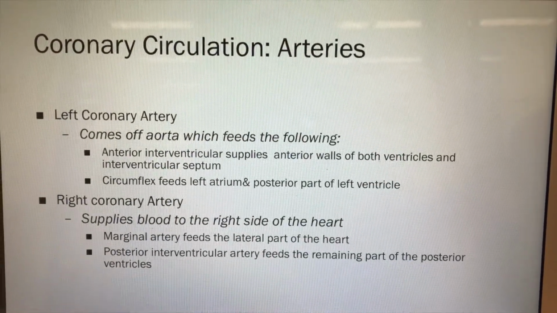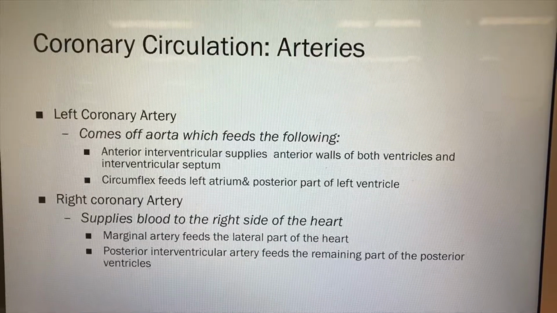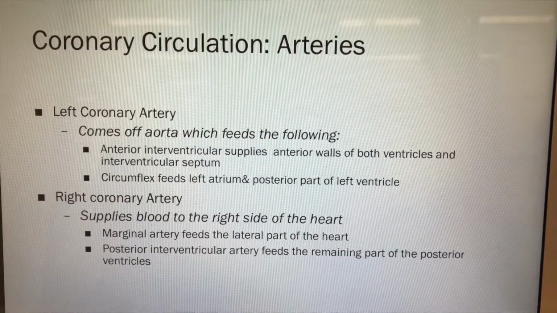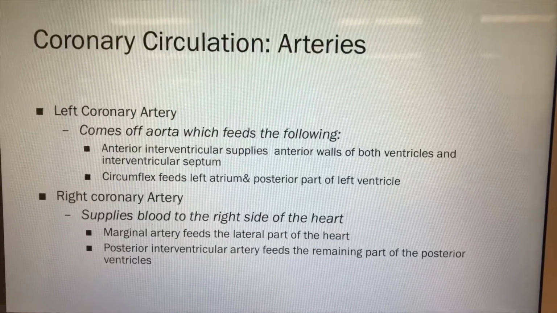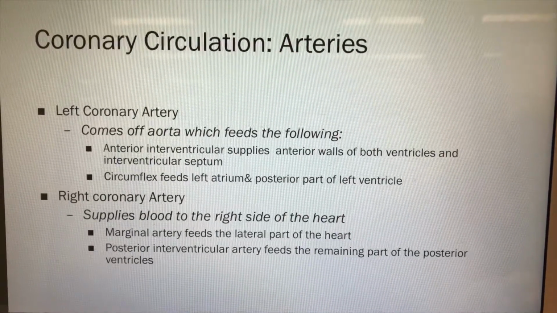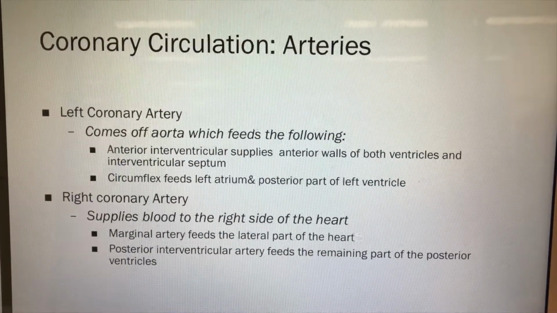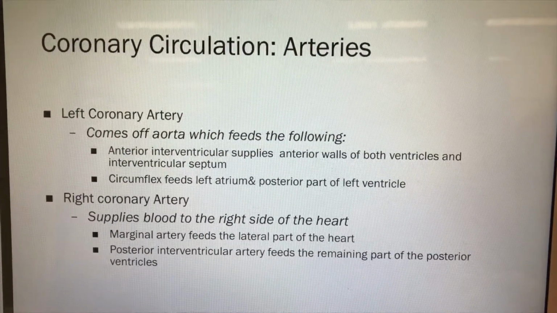The right coronary artery supplies blood to the right side of the heart. It has two types of arteries, the marginal artery and the posterior interventricular artery. The marginal artery feeds the lateral part of the heart, and the posterior feeds the remaining part of the posterior ventricles.